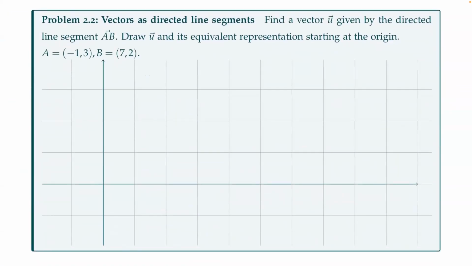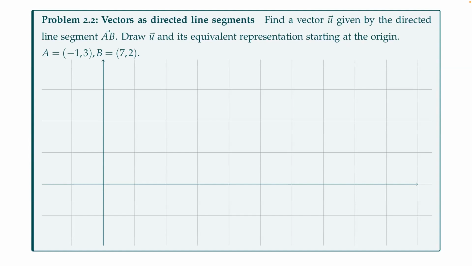Okay, let's move on. So let's think about vectors as directed line segments. Okay, so in other words, as arrows. So we want to here find a vector u given by a directed line segment AB. So A starts at the point -1, 3, B starts at 7, 2. And we want to draw an arrow between those that corresponds to our vector u. So what does that look like?